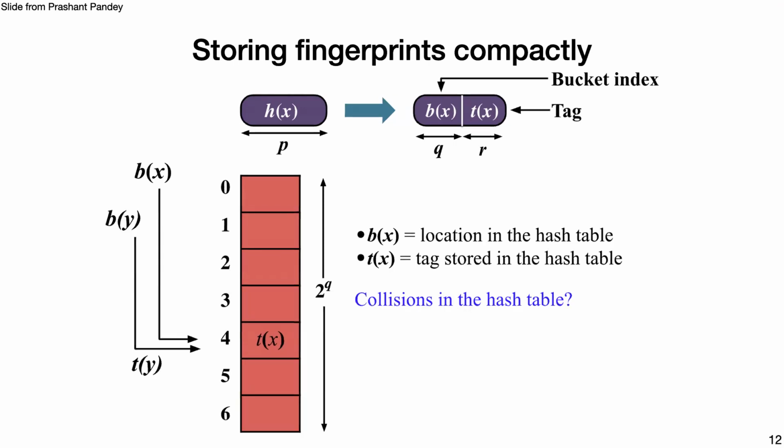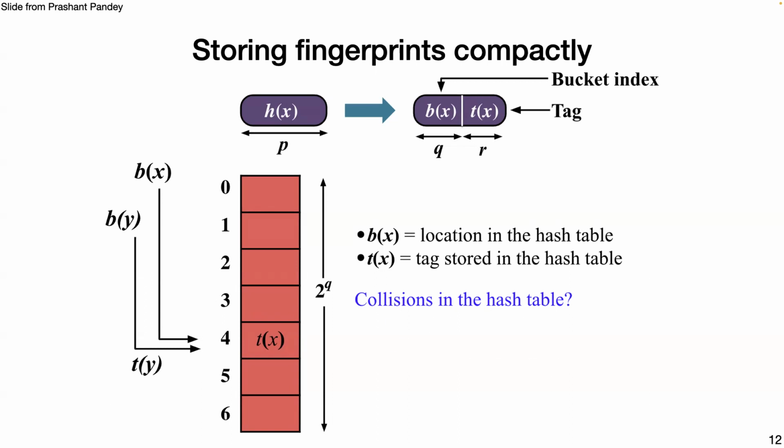And the size of the table is 2 to the Q, where Q is the number of buckets you have. Suppose you have X, which is your first element, and suppose that we got a new element Y, which hashes to the same bucket. So this is the main challenge for these filters. Anything that uses hashing is about collisions.